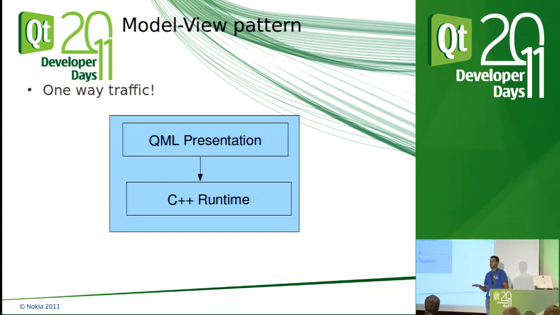If you ever find yourself writing code which evaluates some JavaScript code from C++, or if you try to find QML elements from C++, you're doing it wrong. You shouldn't be doing all that, right?